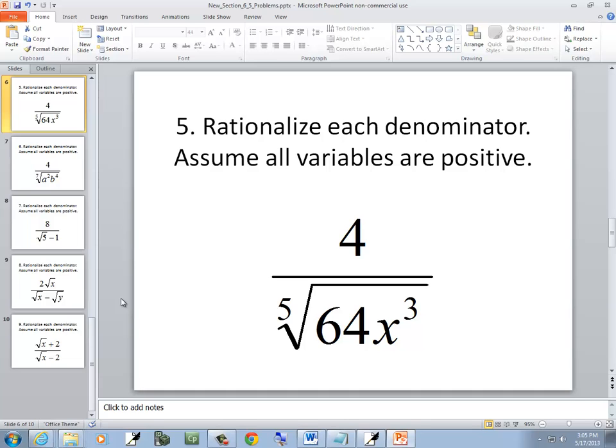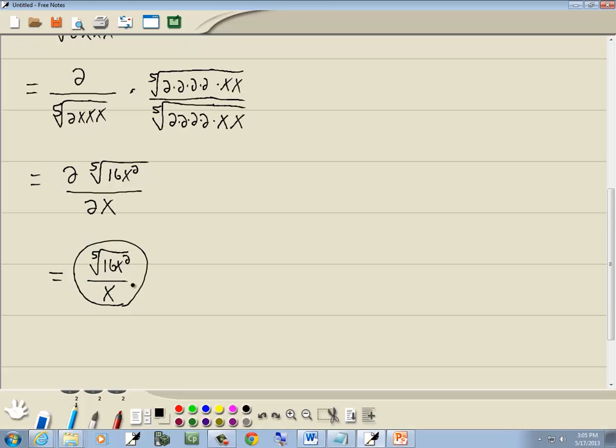Now notice it still says assume all variables are positive. Otherwise, we might have to worry about putting absolute value bars around some of the variables when we bring them out. Not all of them, but some of them you would.